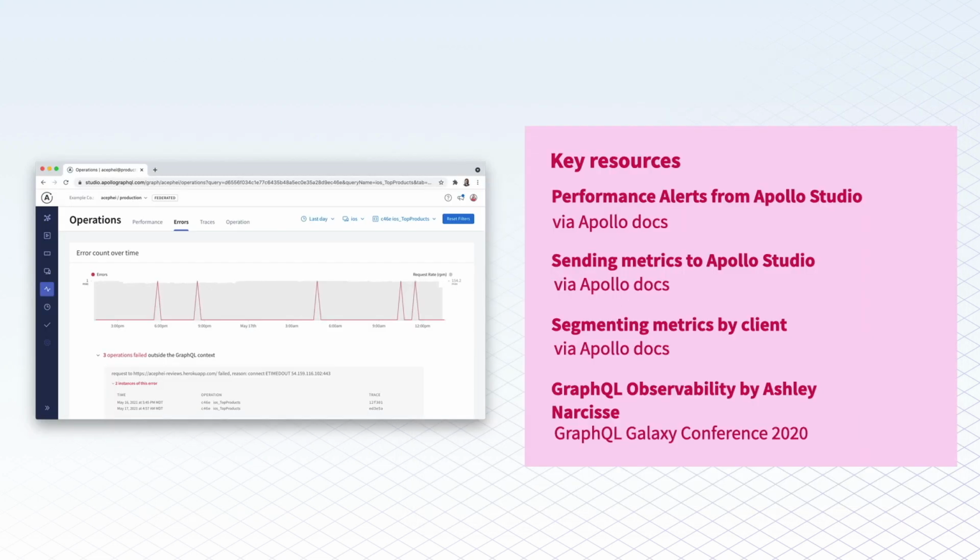You can also check the Errors tab to see a record of operation errors and the reason for failing. If you want to leverage error data outside of Apollo Studio as well, you can use Apollo Server plugins to integrate with other APM, this is application performance metrics, tools like Sentry.